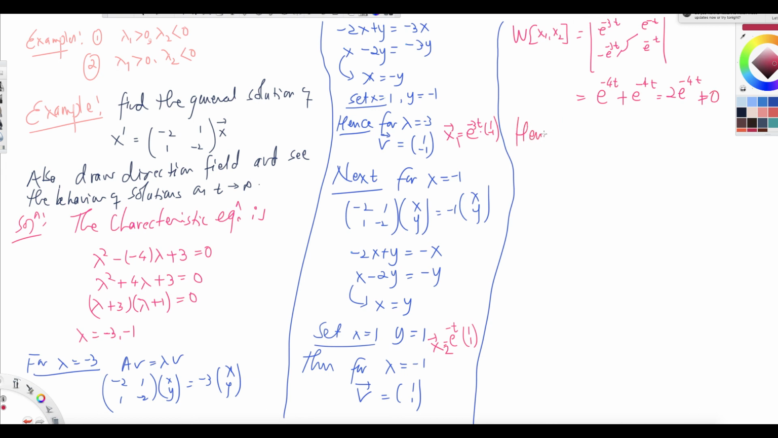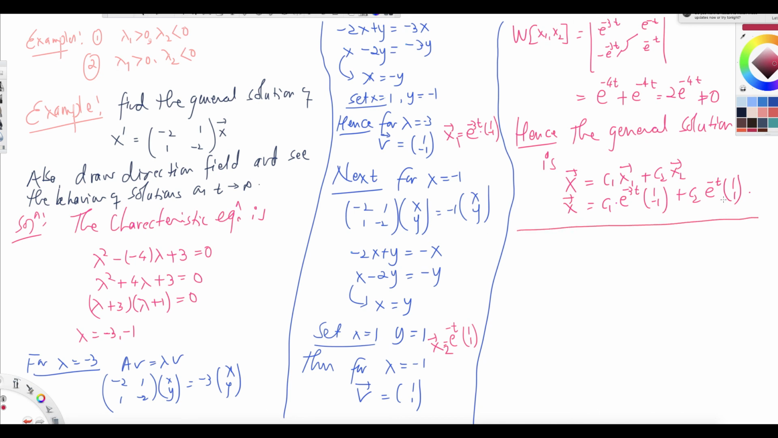Hence, the general solution is vector x equals c1 x1 vector plus c2 x2 vector. That will be c1 times e to the negative 3t times (1, negative 1) plus c2 times e to the negative t times (1, 1). This is the final solution of the given system of equations.